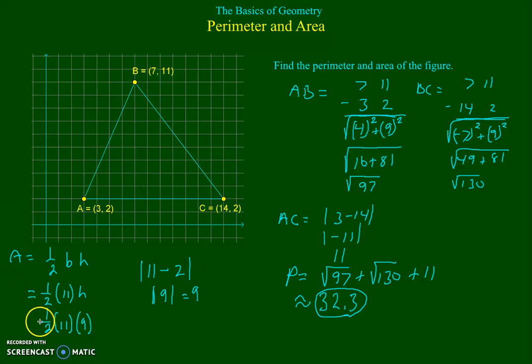Let's make sure we put in our equals here. And that's approximately 49.5. Actually, it works out exactly to 49.5, but you get the idea. So our area is 49.5, and our perimeter, 32.3. All right, let's move on to the next topic.